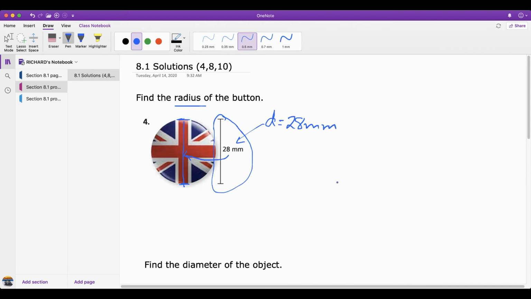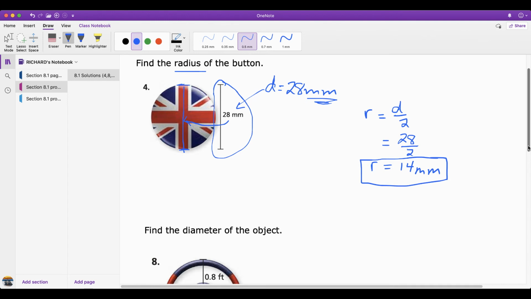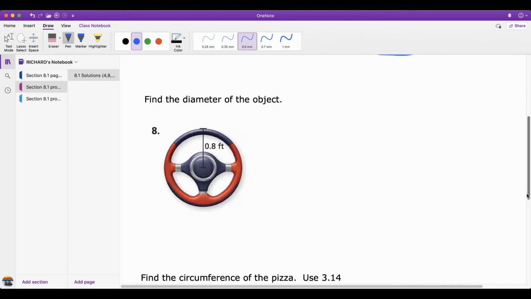millimeters. And what formula do we use to find the radius? Well, r, the radius, equals the diameter over 2. I know what the diameter is, so I plug it in, 28 divided by 2, and that is 14. And what are my units? Well, here my units are millimeters, so my radius is 14 millimeters. Okay, so this is how you show your work. All right, let's move on to another problem.